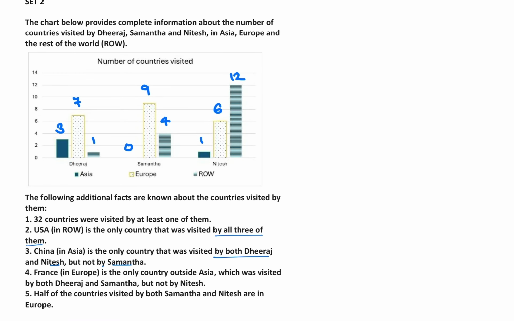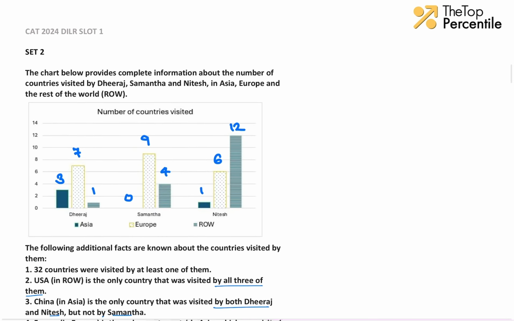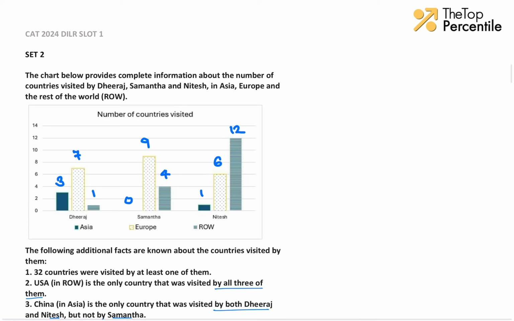France, a country from Europe, is the only country outside Asia which was visited by both Dheeraj and Samantha, but not by Nitesh. Okay. So one thing we can figure out from here is that I'll have to make multiple Venn diagrams here for all three regions. So let's start with Asia.